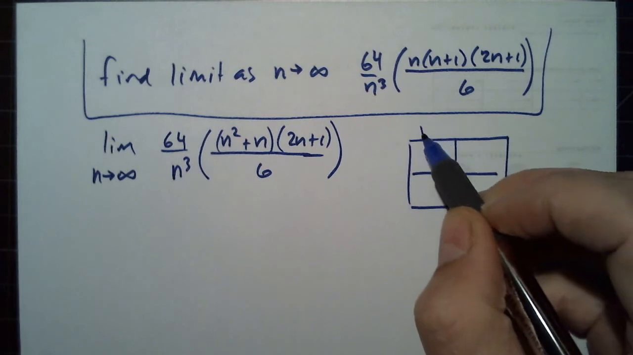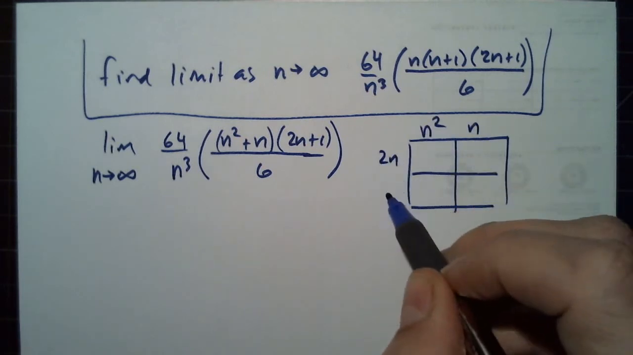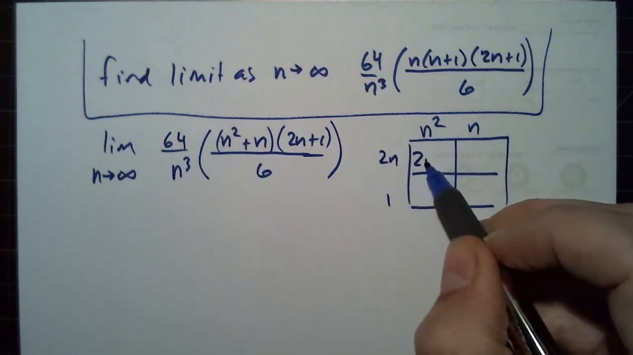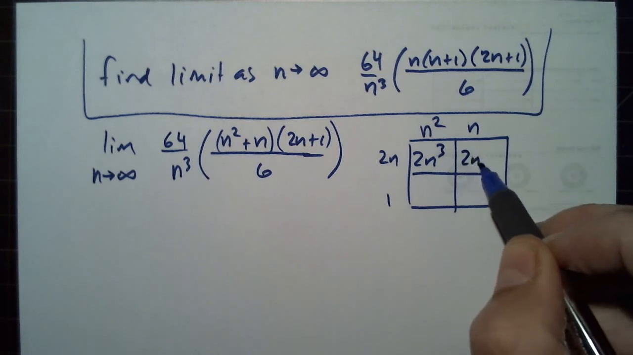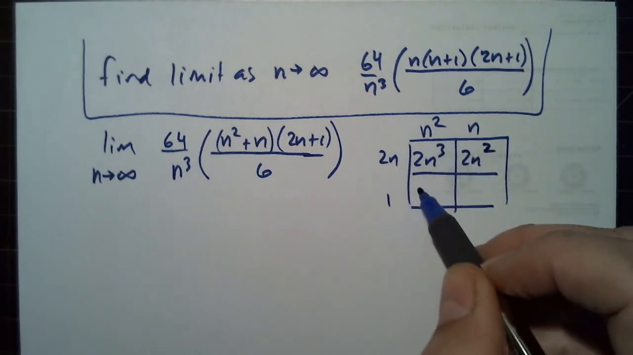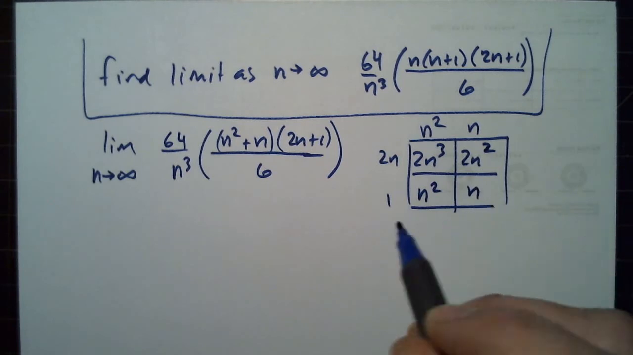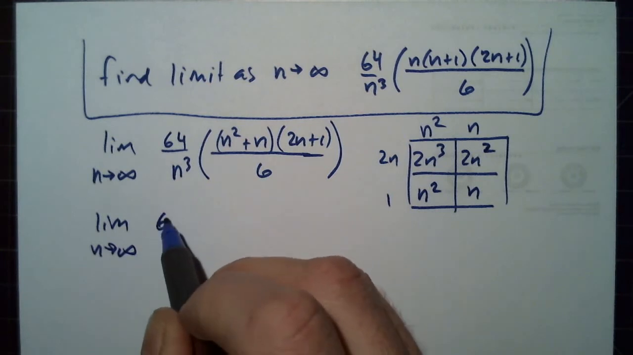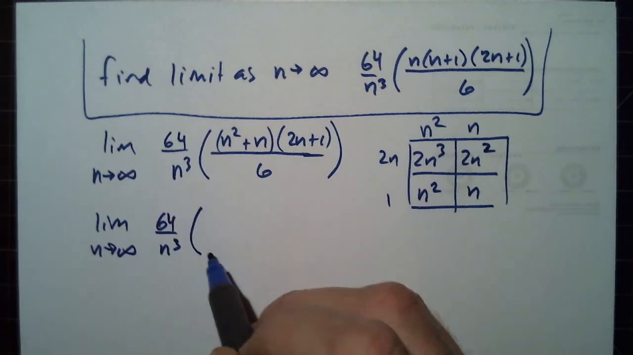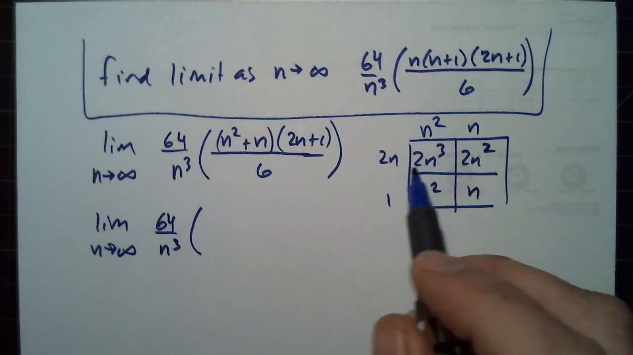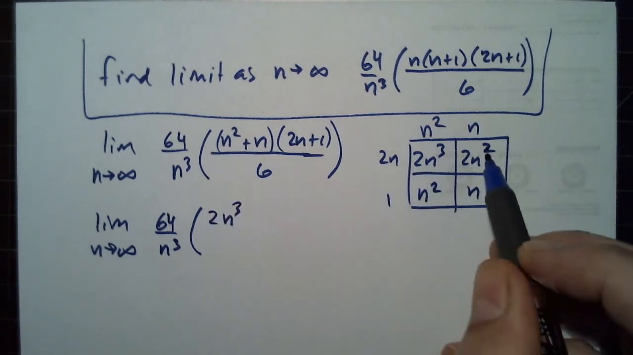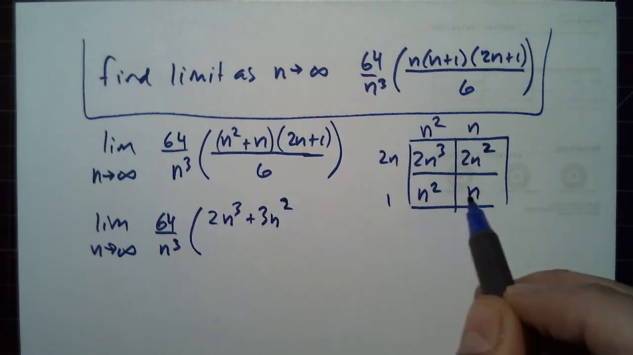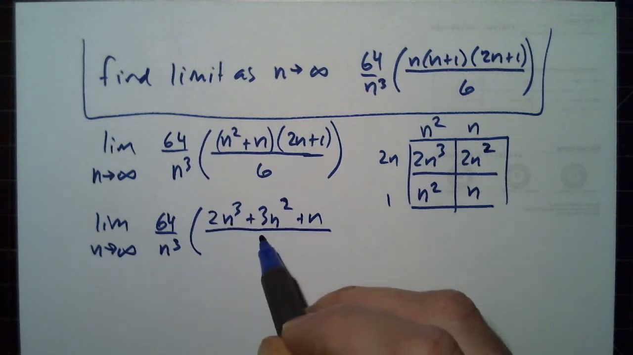Here's a way to keep track of everything. 2n plus 1, n squared plus n. 2n times n squared. 2n times n. n squared times 1. n times 1. So now we have 2n cubed plus 3n squared plus n over 6.